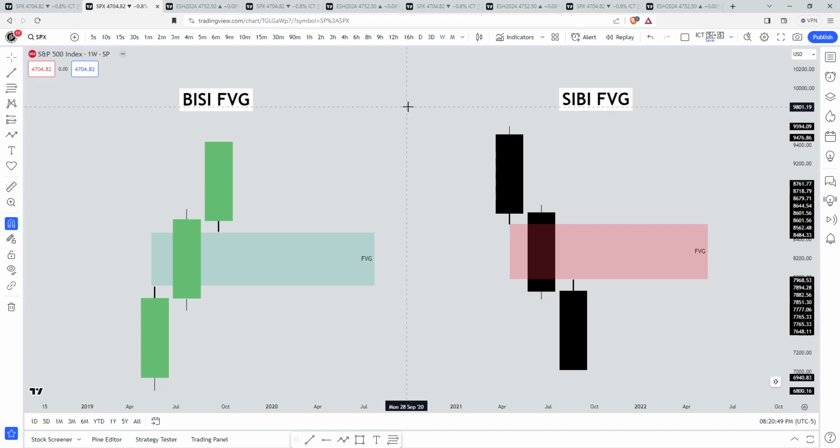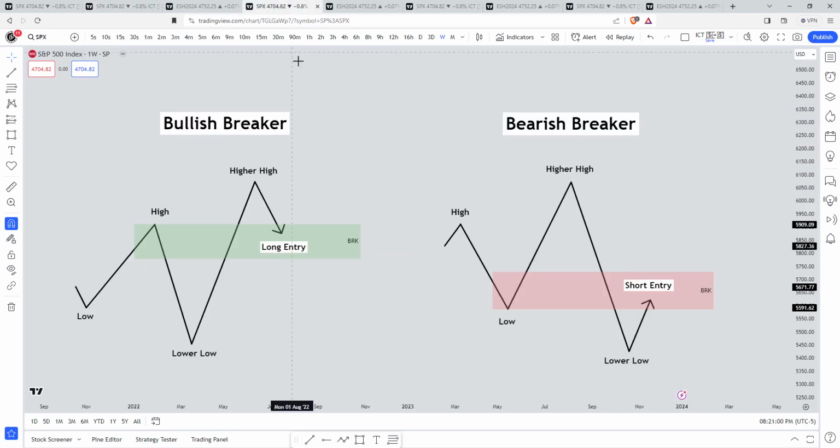So those are bullish and bearish fair value gaps, or BISI and SIBIs. Buy side imbalance, sell side inefficiency is the bullish fair value gap. Sell side imbalance, buy side inefficiency is the bearish fair value gap. Now we can move on to breakers. We have the bullish and bearish breaker.